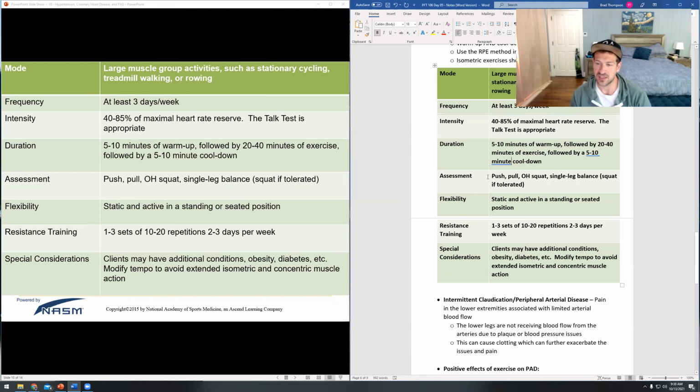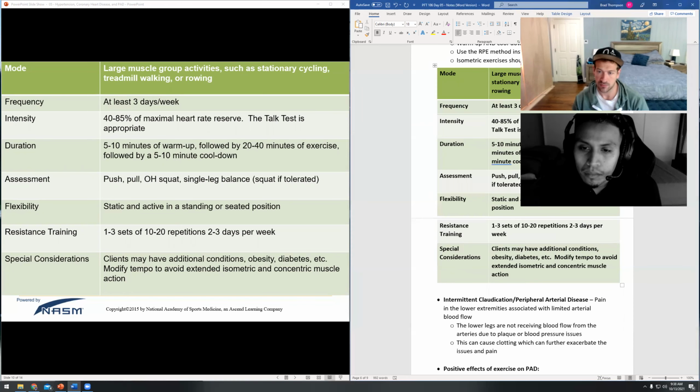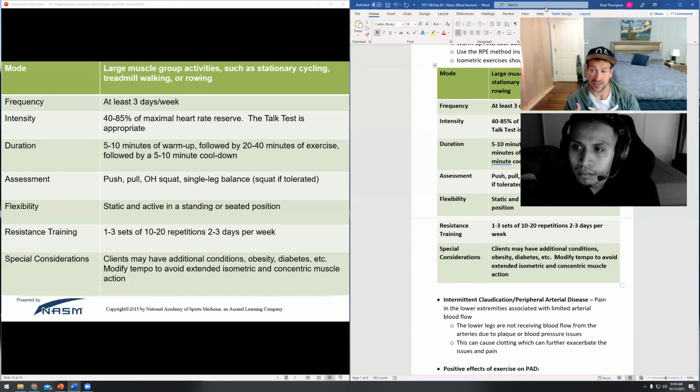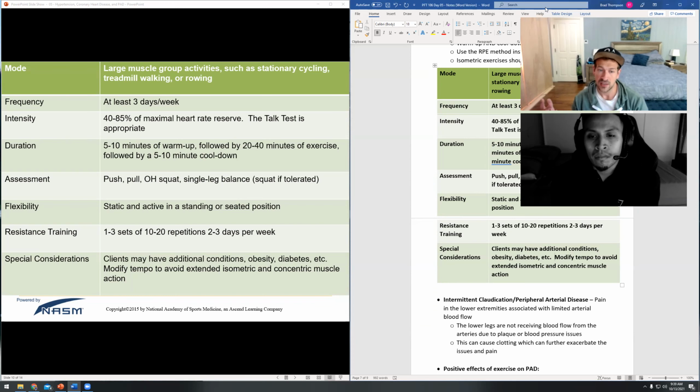Movement assessments are pretty much the same: push, pull, overhead squat, single leg balance. It's all fine. These aren't postural distortions, so those assessments are all appropriate. Static and active stretching in a standing or seated position. Again, we're trying not to lay a client down because that's going to affect their blood flow. So for the most part, we keep them upright so they can do their stretches, either standing or seated in a chair.